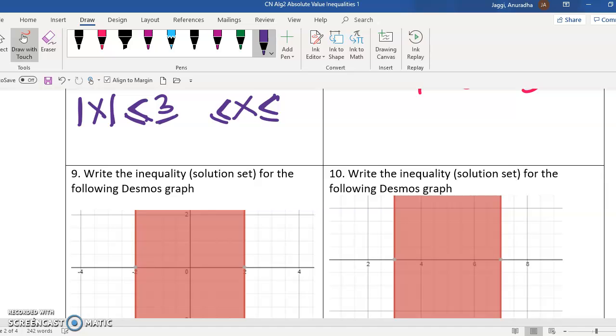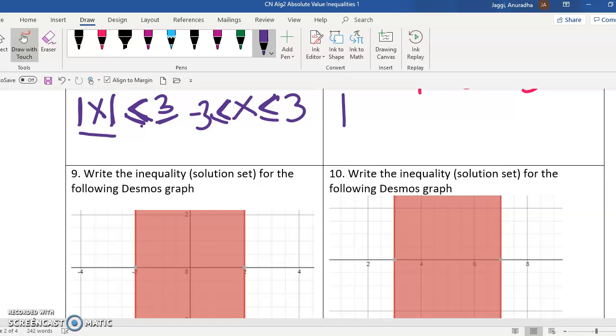After that, you take the negative of this number and put it on the left hand side, and you take the positive of the same number and put it on the right hand side. So that is how you change a less than inequality in absolute value into a compound inequality.